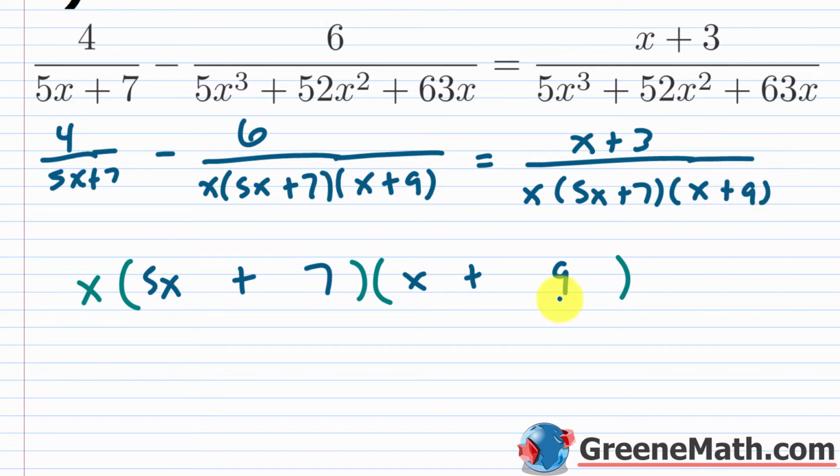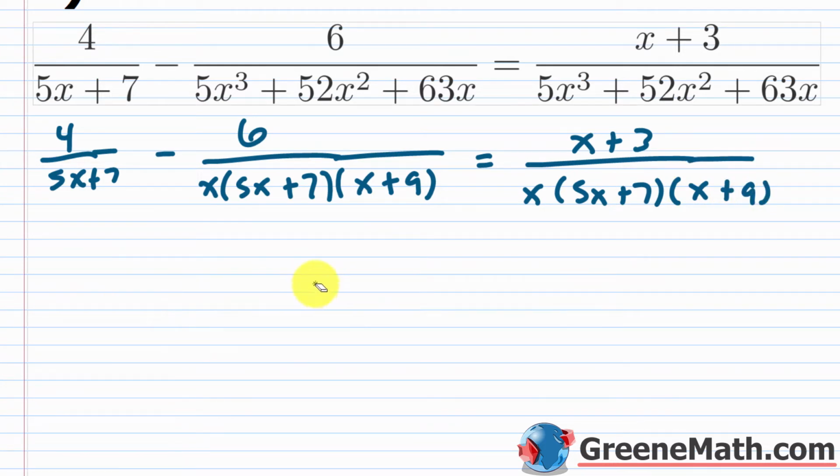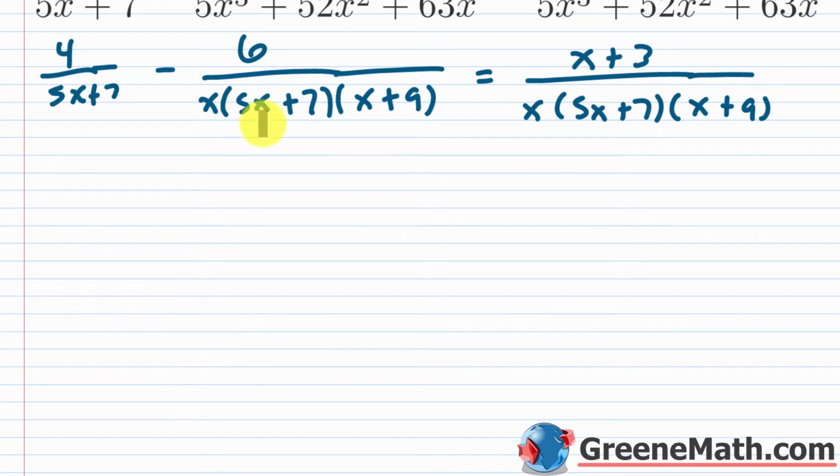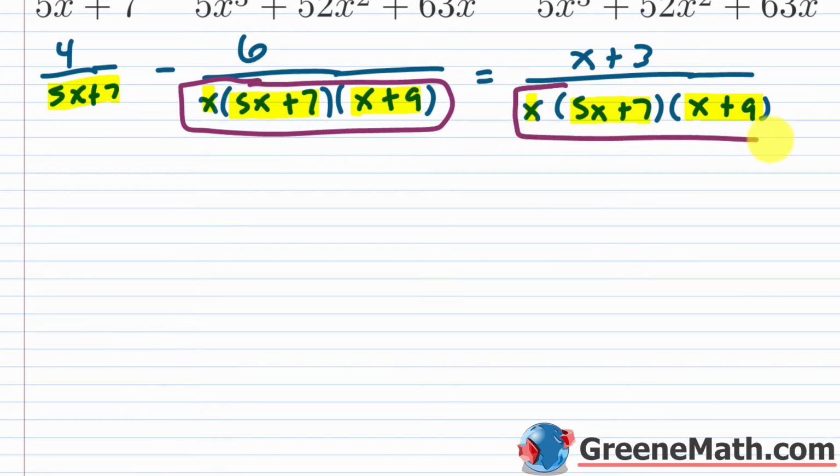Okay, let's extend that a little bit. All right, let's get rid of this. And now let's think about our LCD. If we look across here, we have this 5x plus 7, which is here and here and also here. So we know that goes in. Then also we have this x, which is here and here, so that goes in. And then we have this x plus 9 here and here, so that goes in. So the LCD, let me just put a box around this one. The LCD is this guy right here. Obviously, it's also this guy right here.